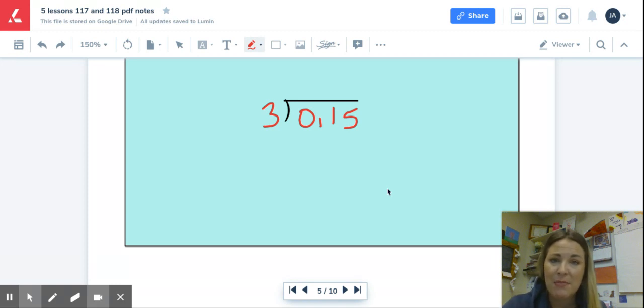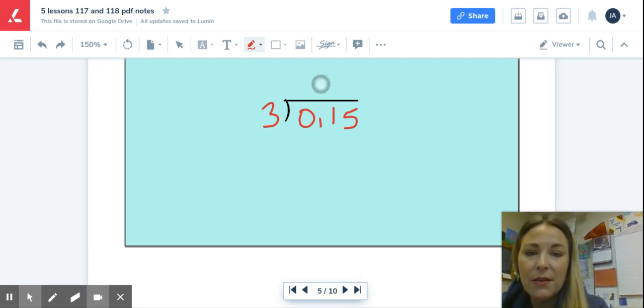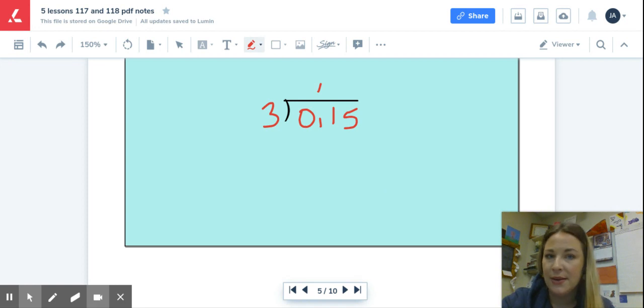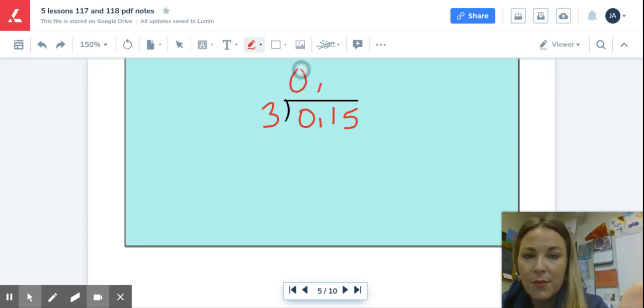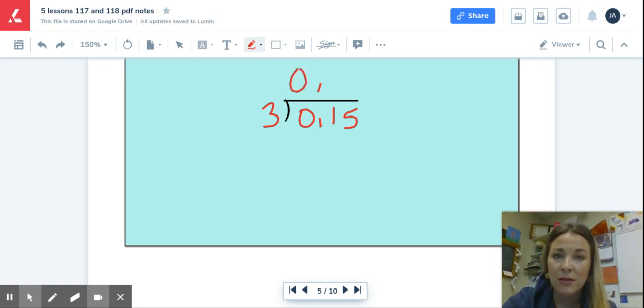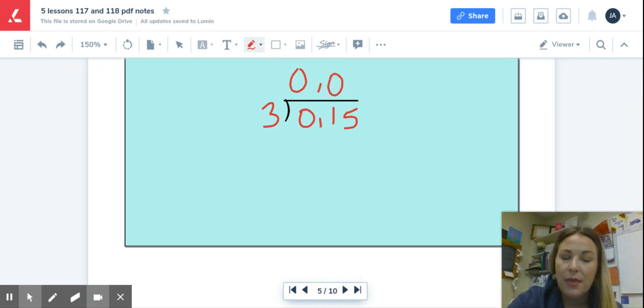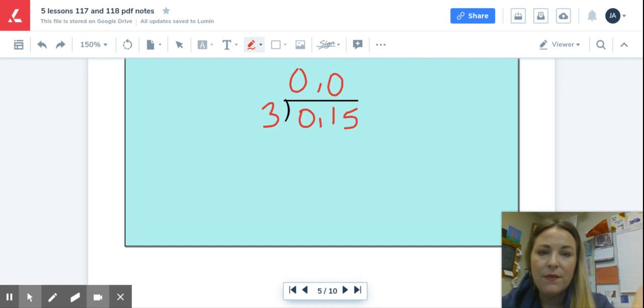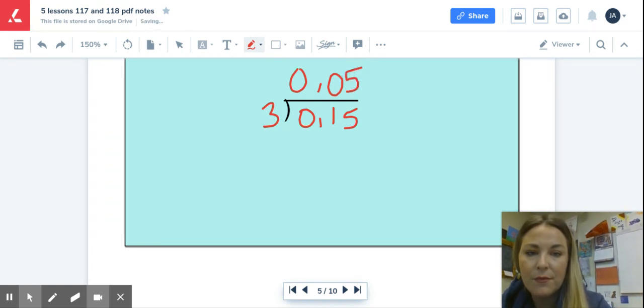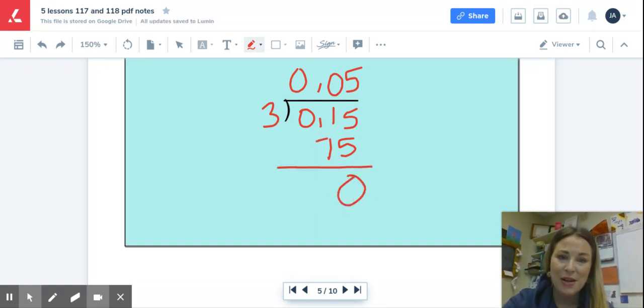I'm going to carry up my decimal first. Can 3 go into 0? No. Can 3 go into 1? No. Can 3 go into 15? Yeah, 5 times. And that is 15. And we've reached 0. So we're done.